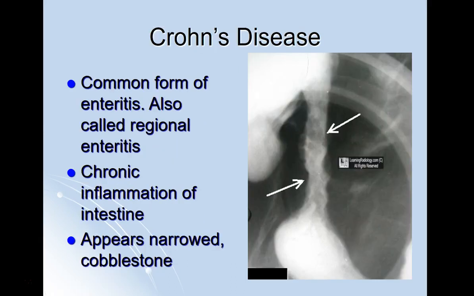Let's look at Crohn's disease. Now, Crohn's disease is also called regional enteritis, and we talked about this last semester. It's a chronic inflammation of the intestine, and it's really a form of inflammatory bowel disease, and we don't really know what causes it. It can affect any part of the GI tract, but it normally involves the end of the ileum, or the terminal ileum. Now, this Crohn's disease is going to lead to scarring and thickening of the bowel wall. And oftentimes that scarring and thickening leads to this cobblestone appearance.